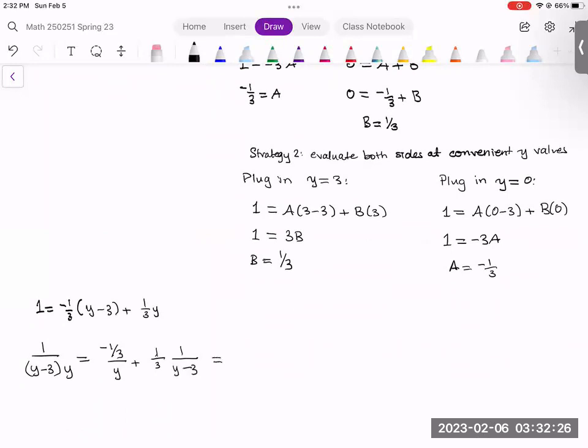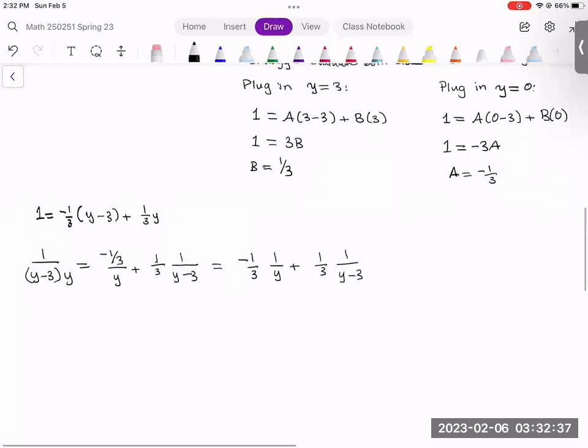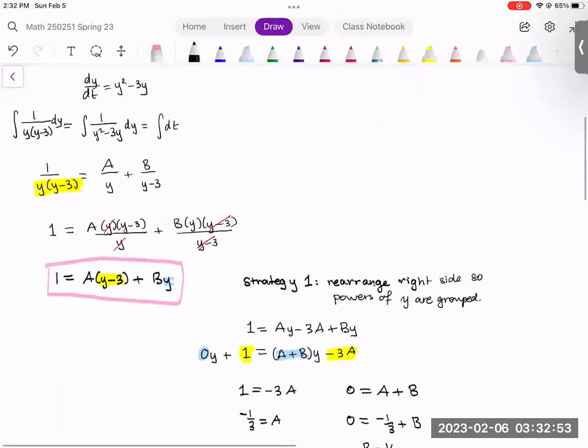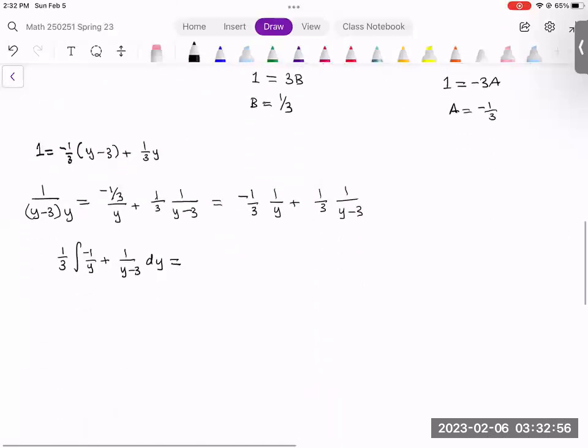Now, the power of this is that these new pieces are a lot easier to integrate. In fact, we can do this integral right away. So on our left-hand side, I'm going to just pull out this factor of 1/3 out front. On our left-hand side, we have -1 over y plus 1 over y minus 3 dy. And on our right-hand side, let's go back up, we just had integral dt.